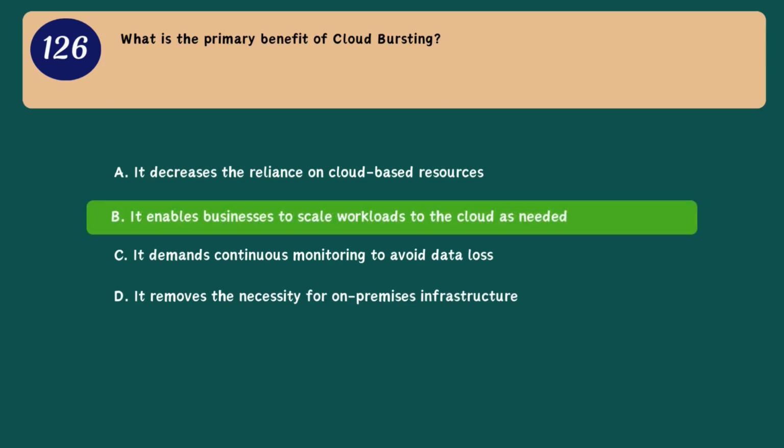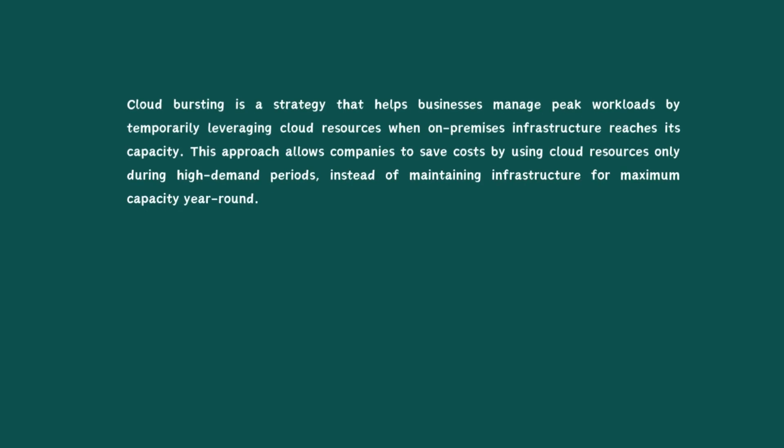Correct answer. B. It enables businesses to scale workloads to the cloud as needed. Cloud bursting is a strategy that helps businesses manage peak workloads by temporarily leveraging cloud resources when on-premises infrastructure reaches its capacity. This approach allows companies to save costs by using cloud resources only during high-demand periods, instead of maintaining infrastructure for maximum capacity year-round.